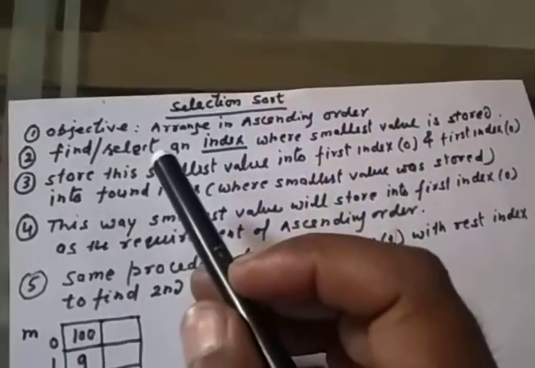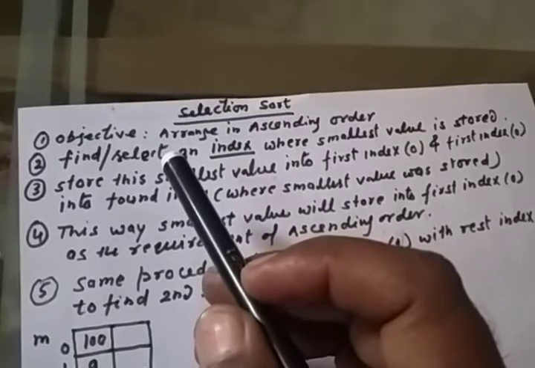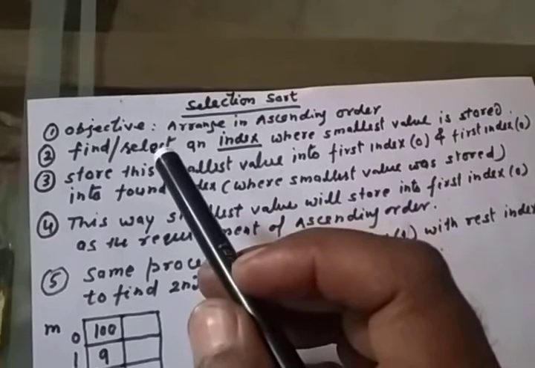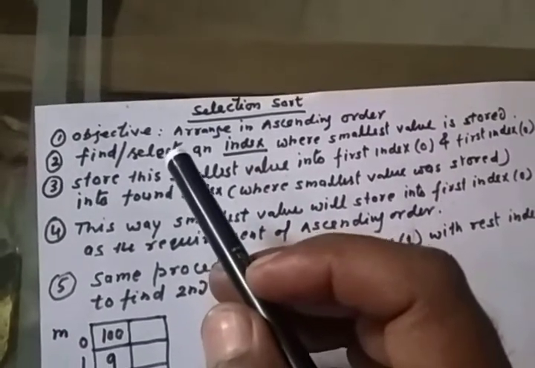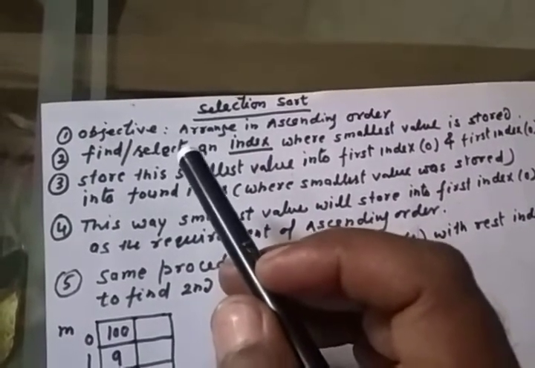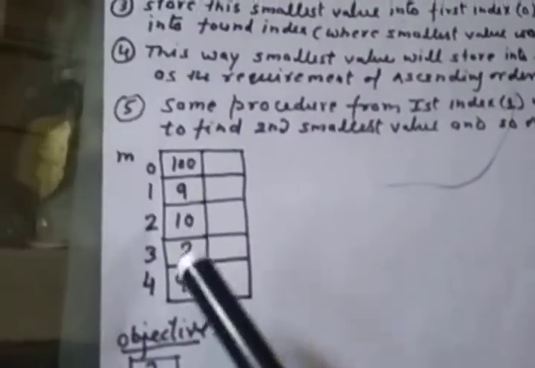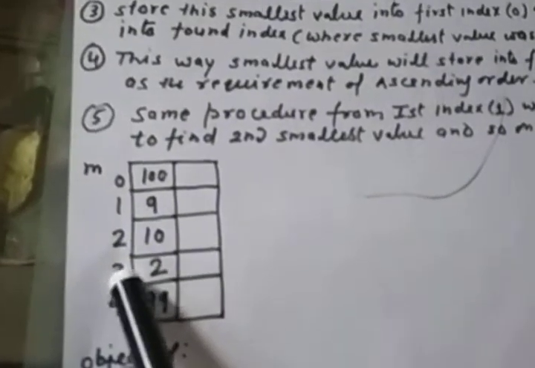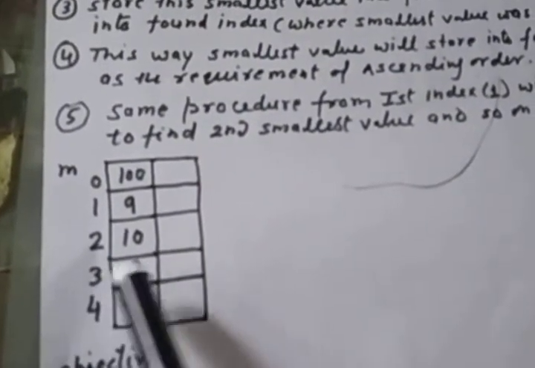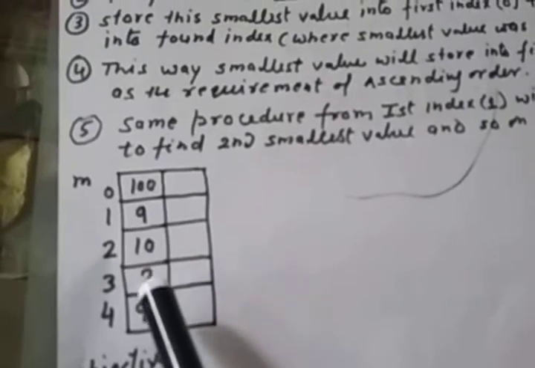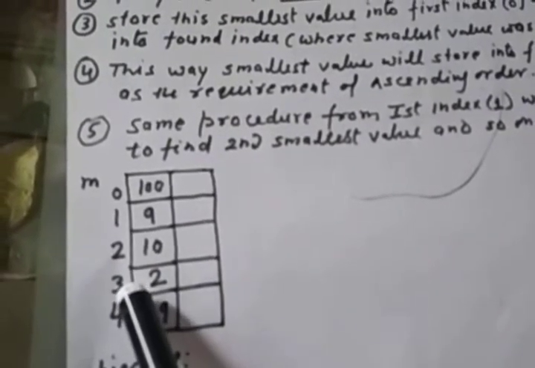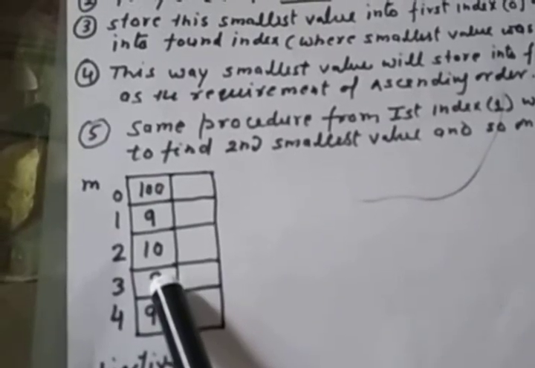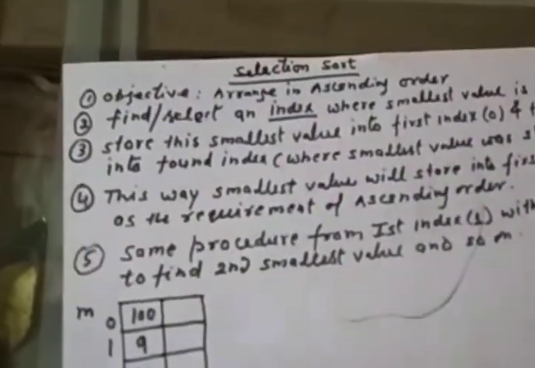The key point for the selection sort is that we select an index or location where the smallest value is stored. Look here, the smallest value is stored at index 3. Are you getting me or not? Look at this point, 3. 2 is stored here. So in selection sort, we are selecting an index where the smallest value is stored.